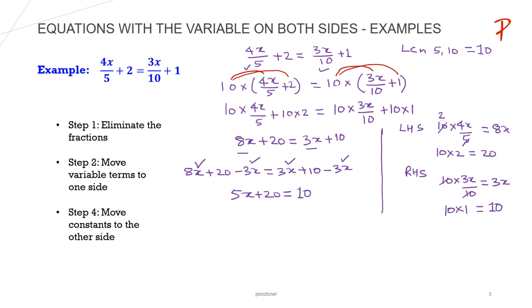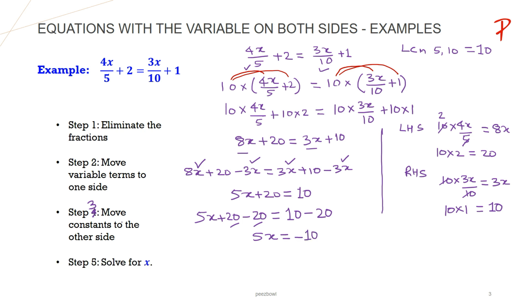Okay, now we move to step number 3. So here we have to move constants to other side. Now subtract 20 from both sides. So on the left hand side we have 5x plus 20. Now we have to subtract 20 from both sides. From left hand side I have written minus 20, and on the right hand side also I will have minus 20. Okay, so this minus 20 and plus 20 will cancel each other, and what we have is 5x is equal to 10 minus 20 is minus 10.